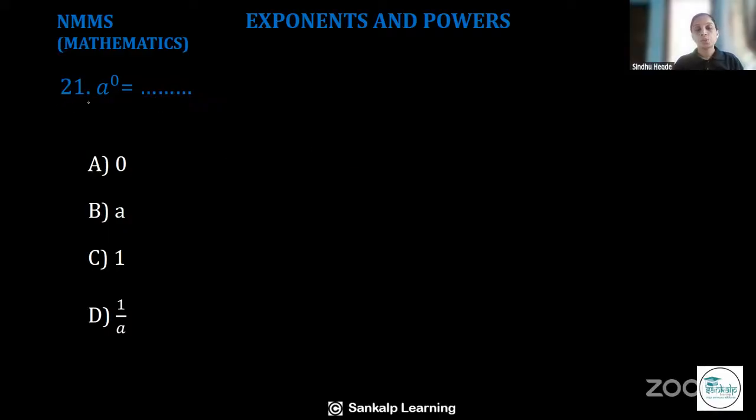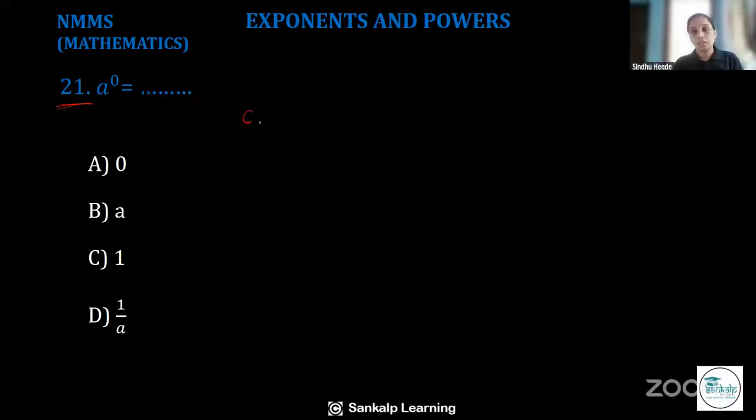Let us see the next question. Question number 21 of the chapter Exponents and Powers. A raised to 0 is equal to dash. Option A 0, option B A, option C 1 and option D 1 by A.